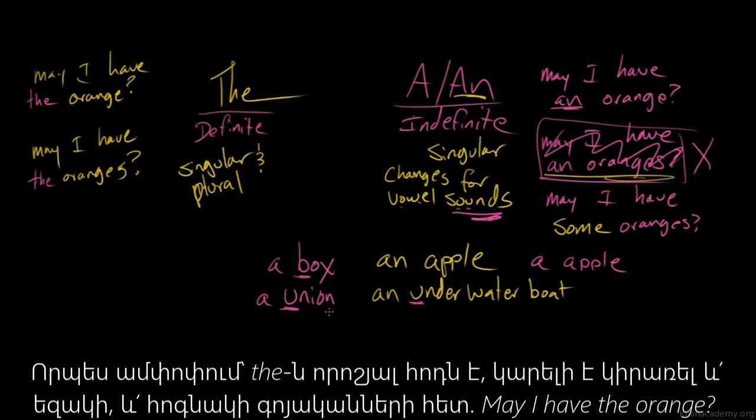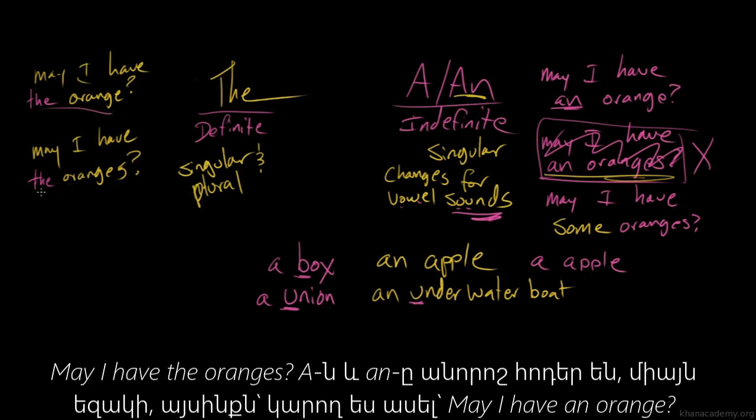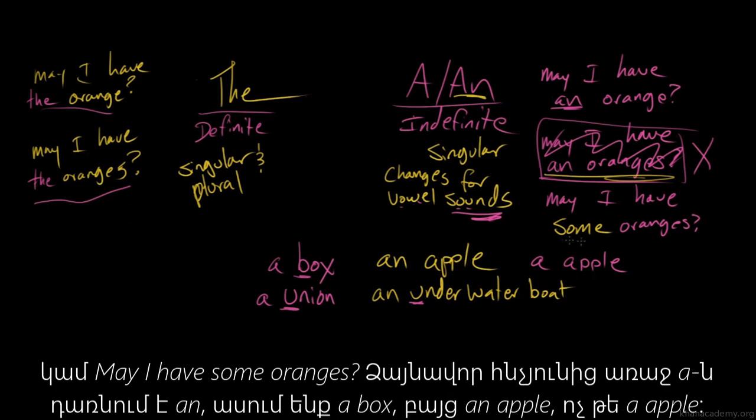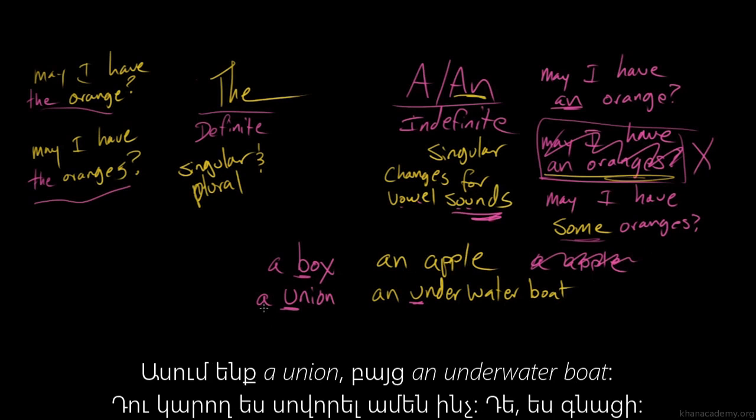So to recap, the is the definite article. You can use it for both singular and plural usage. May I have the orange? May I have the oranges? A or an is indefinite and it's only singular. So you can say, may I have an orange? Or may I have some oranges? Before a vowel sound, a changes to an. So you say a box, but an apple, not a apple. You say a union, but an underwater boat.